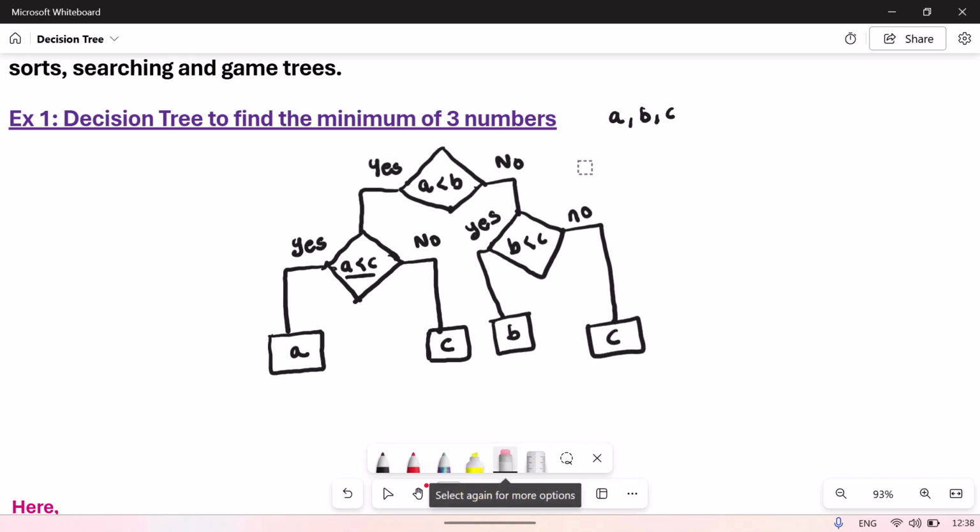Okay. Let me explain this once again. Initially, I will take A and B. If A is less than B, that means A is the smallest, right? If it is so, then again I will compare A less than C. If A is less than B and A is less than C, then A is the smallest. Else, if A is less than B is yes, but A is less than C is not, that means here there is a no, then C is the smallest.